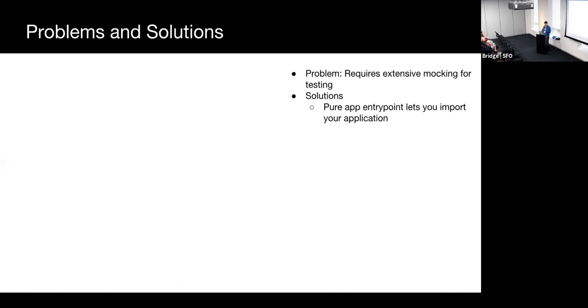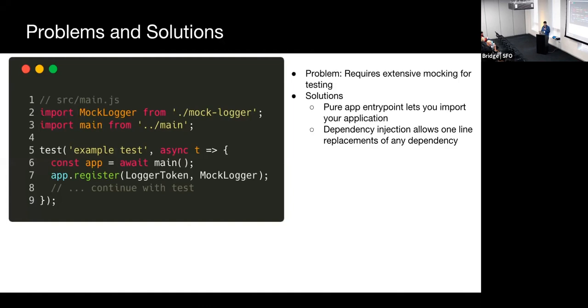So with that quick overview of Fusion, let's talk about how we solve the problems that we had with Express. Originally we had this issue where we required extensive mocking for our tests. So to solve this, we have a pure application entry point that lets you import your application, and then dependency injection allows one-line replacements of any dependency.